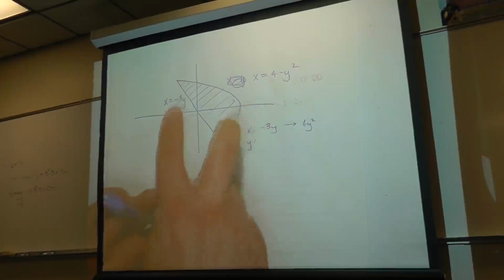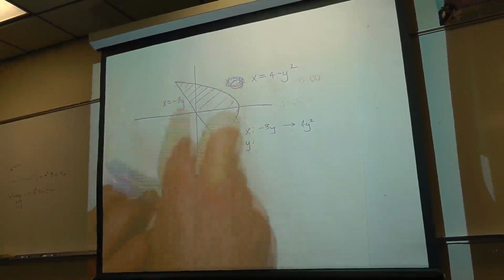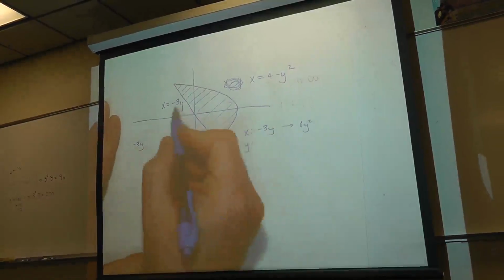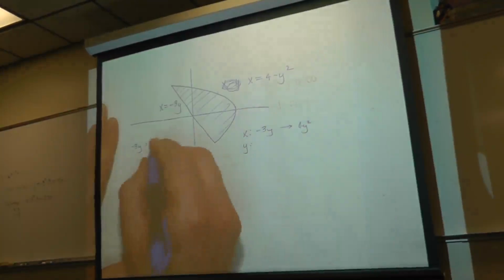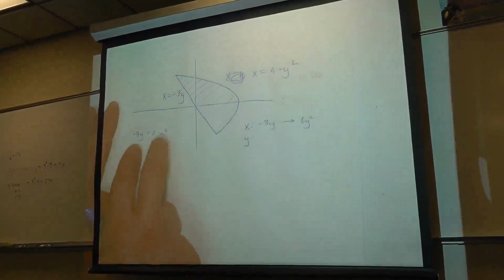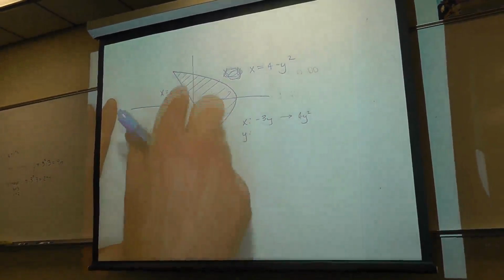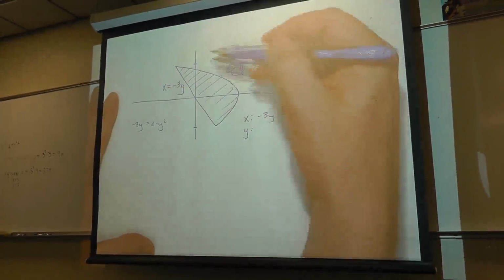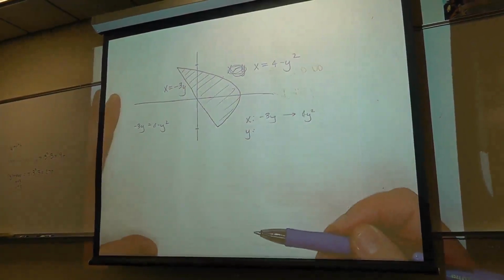Let me double check. Both of these are solved for x, so the easiest way to get the intersection points is just to equate negative 4y, the x equation here, with 4 minus y squared, the x equation there. If you set those two equations equal to each other, that'll tell you the y coordinates where these two points meet. And really, for the last limits, that's all you need, those two y coordinates where the parabola and the line meet.